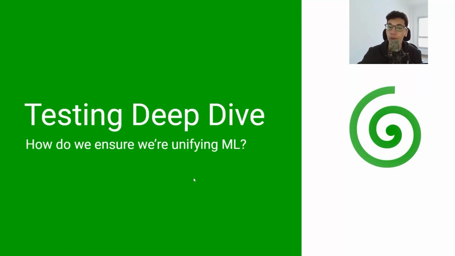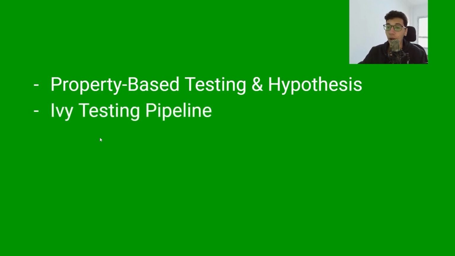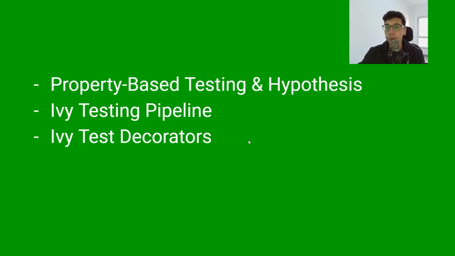We're going to talk about how we ensure we are unifying machine learning. The main points we're going to be talking about are, first, property-based testing and Hypothesis. Second is the A/B testing pipeline. Third, we're going to be talking about A/B test decorators. Last but not least, how to write an A/B test.